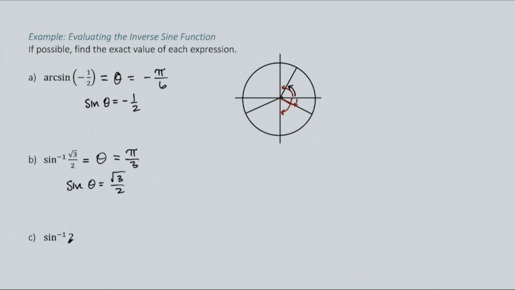Okay, finally here, sine inverse of 2. In other words, this would be some angle where the sine of that angle is equal to 2. However, we know that the sine has a range of -1 to 1. Sine will never give us a number outside that range. It can never give us 2. And so this has no solution. This does not exist. 2 is outside the domain of the inverse sine function.